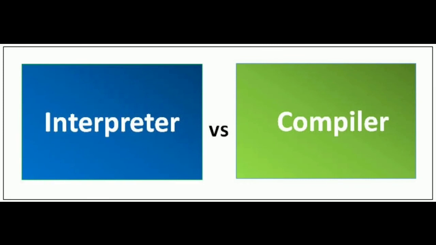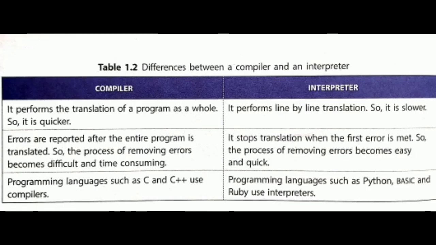Next, let us study the differences between an interpreter and a compiler. Okay. Look at the first difference. A compiler performs the translation of a program as a whole, so it is quicker. An interpreter performs line by line translation, so it is slower. We have studied that a compiler translates the entire program in one go, and an interpreter translates one line of a program at a time.